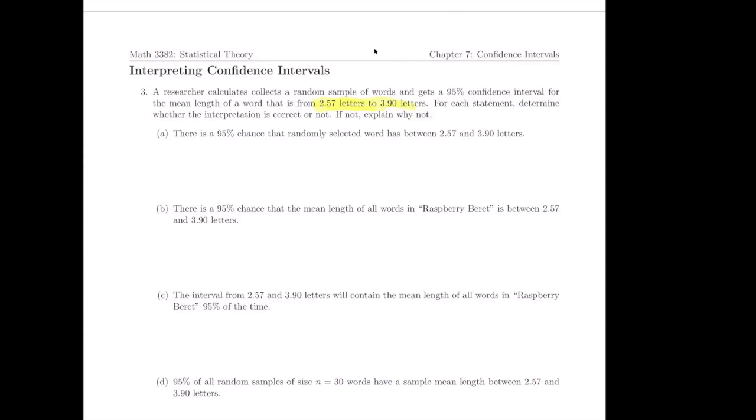So the poll has one question for each of these parts. So there's 5 parts. And the idea is, in part A, there's a 95% chance that a randomly selected word has between 2.57 and 3.90 letters. So the question is, is that a correct way that we would read that confidence interval? If it seems reasonable, then tell me that it is true. If it doesn't seem reasonable, then tell me that it's false. There is no I'm not sure option here. Got to make up your mind one way or the other. So take a look at each of these statements and see which of them seems reasonable.